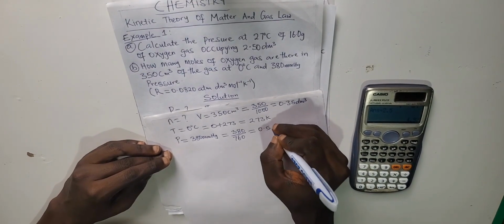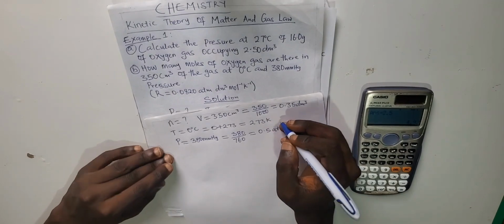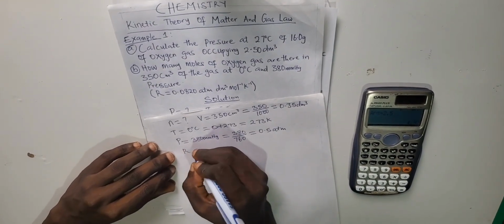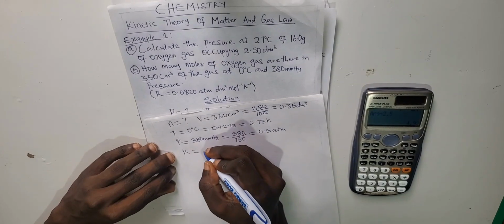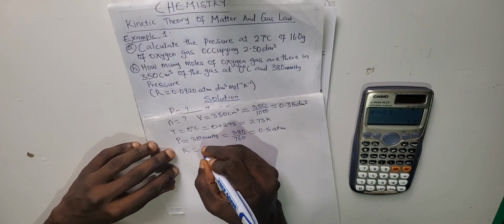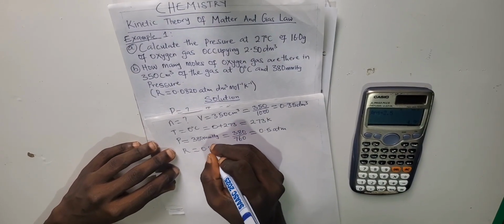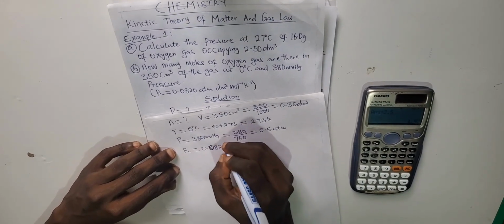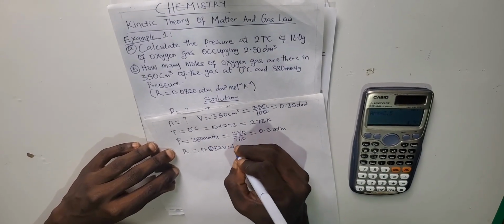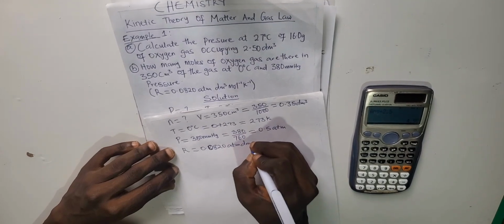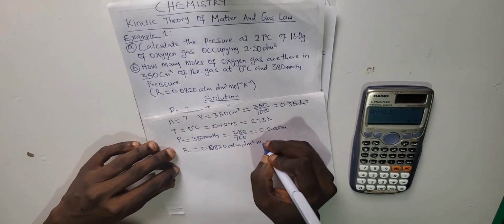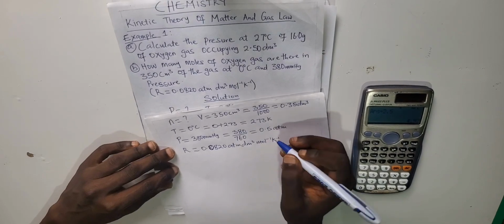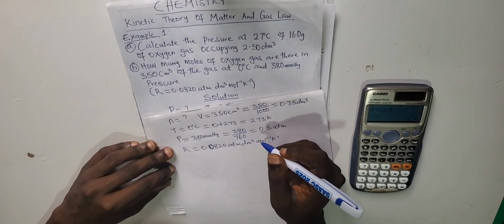It's 0.5 ATM. Then we're given the gas constant itself, R, to be equal to 0.0820 ATM dm cube per mole, per Kelvin. Okay.